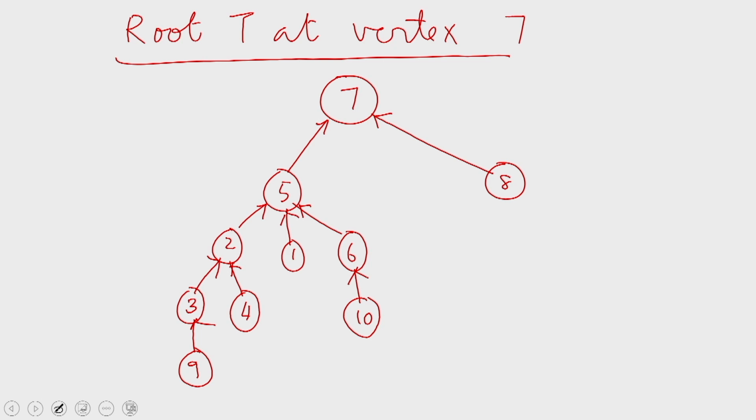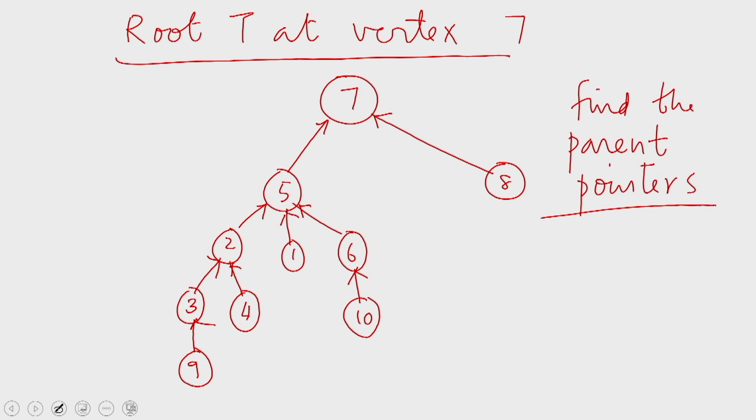So, when we root the tree at a vertex, what we require is to find the parent pointers at every single node. Find the parent pointers as shown in this figure. So, this is the problem we have at hand. How do we solve this using the Euler circuit?